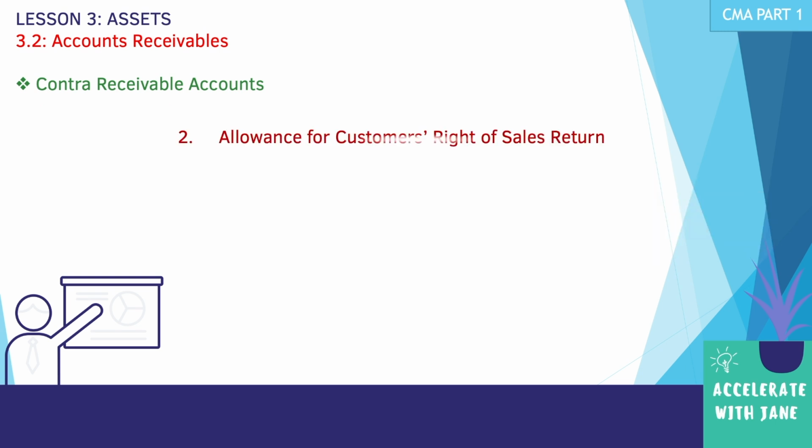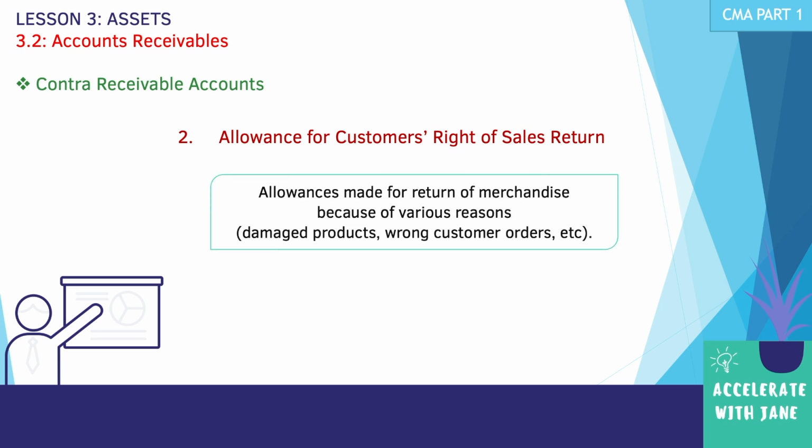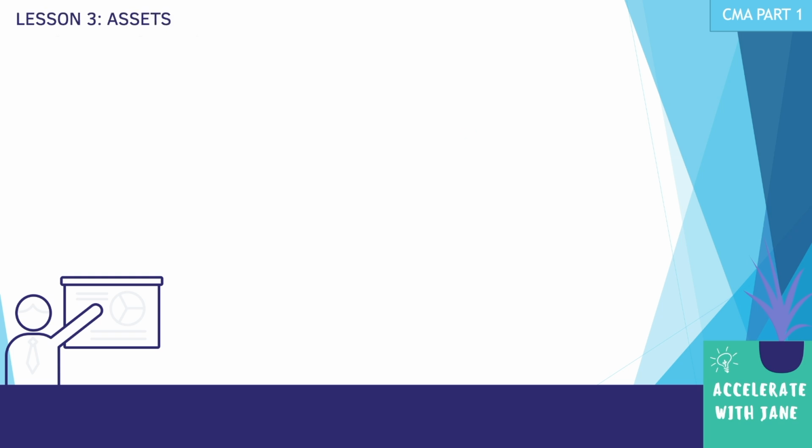Okay, so the second contra receivable account is allowance for customer's right of sales return. So these are allowances made for return of merchandise because of various reasons. For example, if there are damaged products or in case the order is wrong, because it's either the fault of the customer or the fault of the company. So basically here, the company recognizes allowances for possible or expected sales return. So what is the entry here?